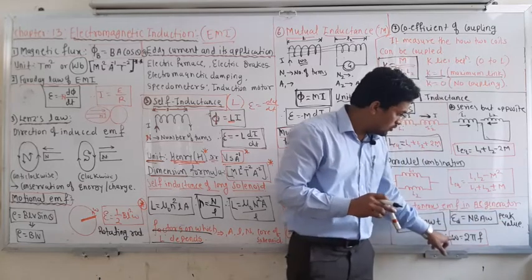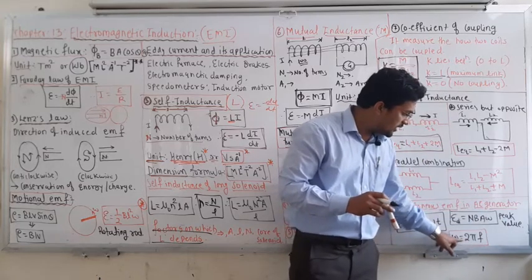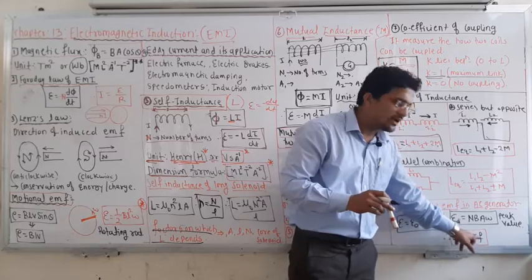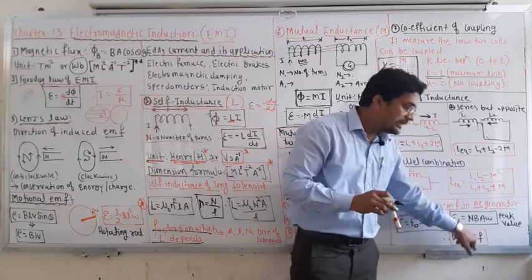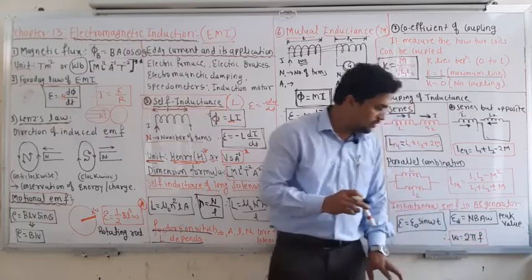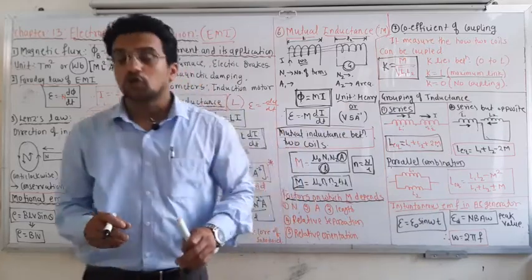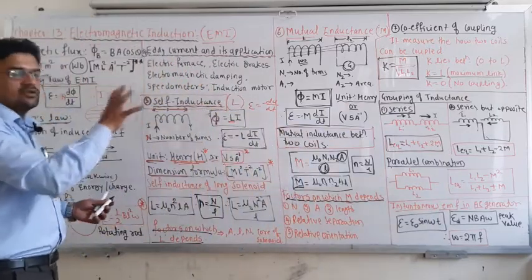And then we know there is a relation between omega and the frequency. Omega is equal to 2 pi f, or you can also write 2 pi upon T. Okay, so these are some things regarding electromagnetic induction. In this topic you have only this much.